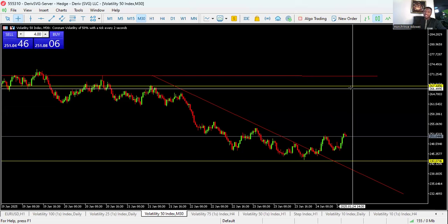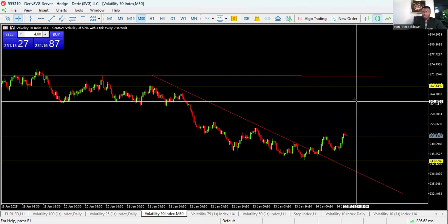So sell limit is basically placing a sell order above the current market price and then expecting price to come to that sell entry. Then buy limit is placing a buy order below. It must be below the current market price, and you expect the price to come down and trigger your buys.